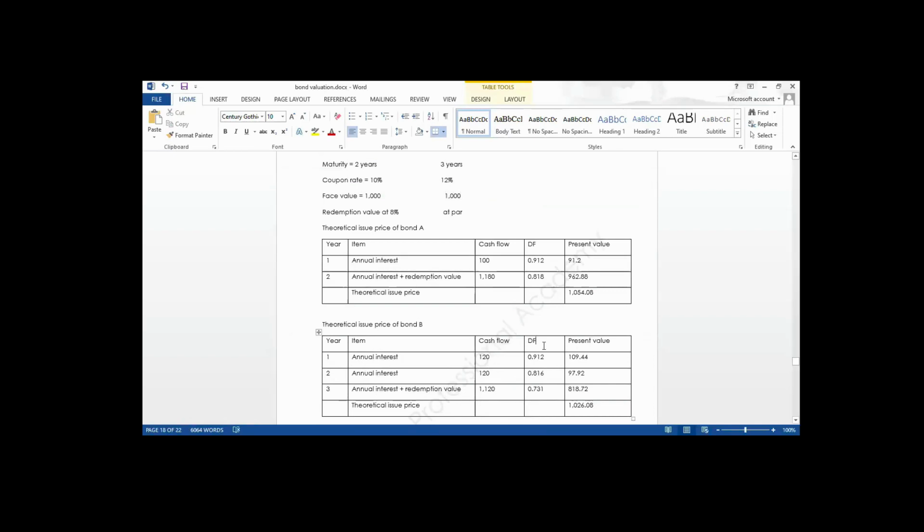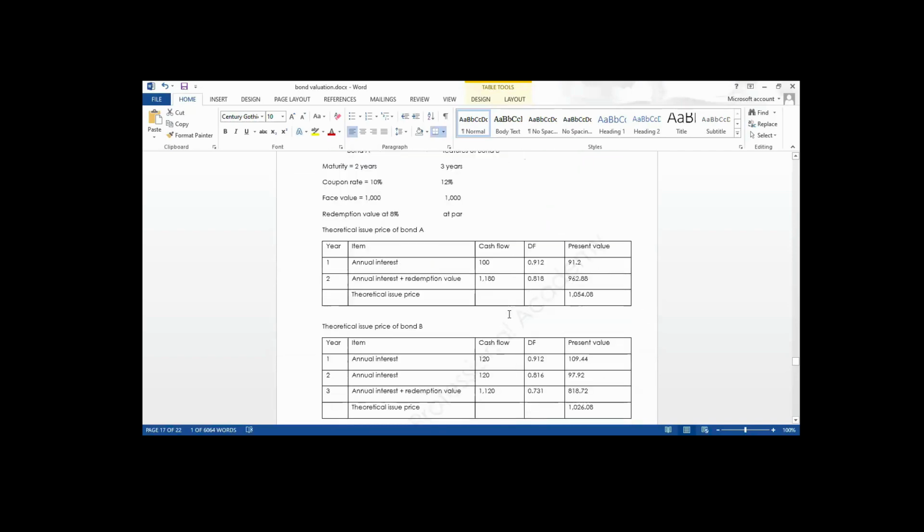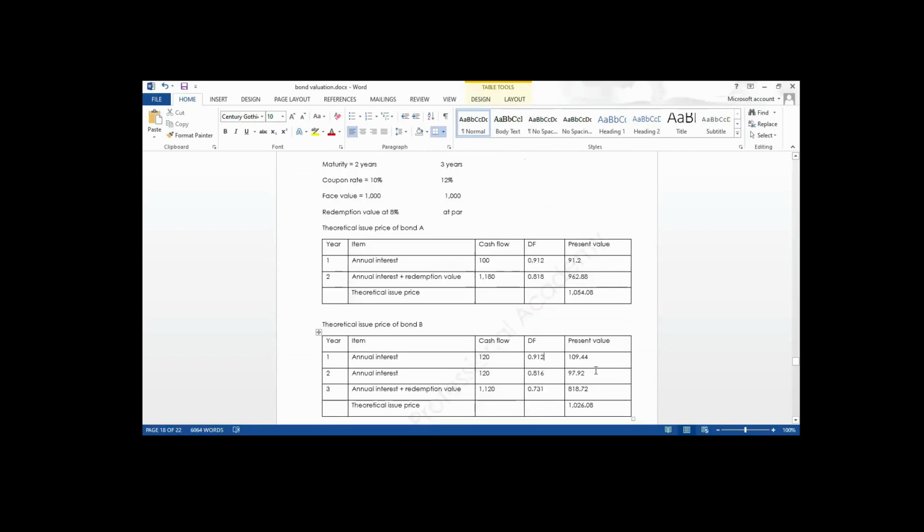You now pick the discount factors you have computed before. Look at this: 0.912, 0.816, 0.731. Please get the present value. 120 multiplied by 0.912. Get the present value, please.